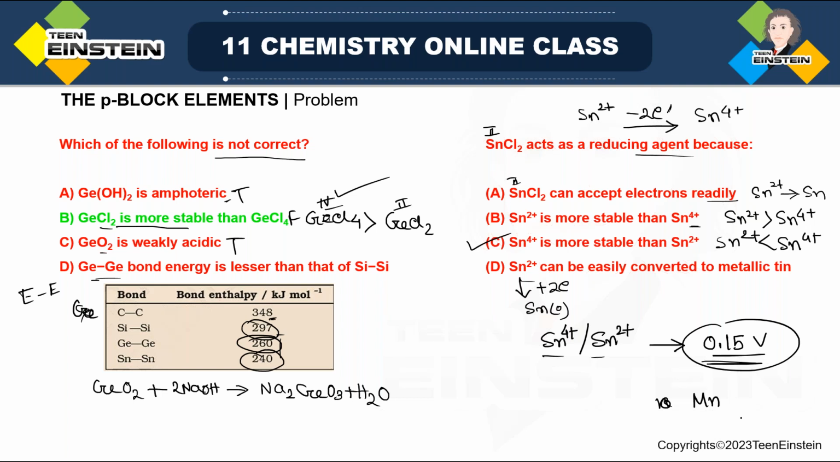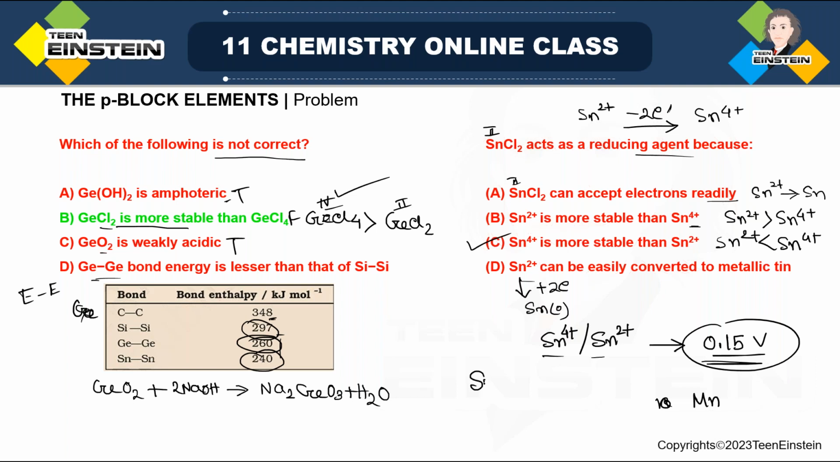So why I am giving the manganese example, so that you can compare. The Mn 7+ and 2+ system, if we consider, is very oxidizing. That means there is a tendency to accept electron and to be converted to Mn2+. So the reduction potential value for that system is around 1.51. But here it is 0.15.